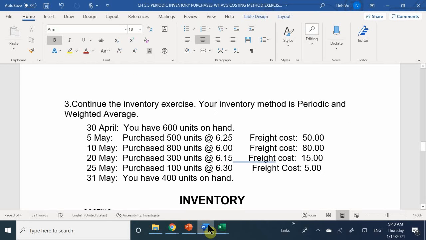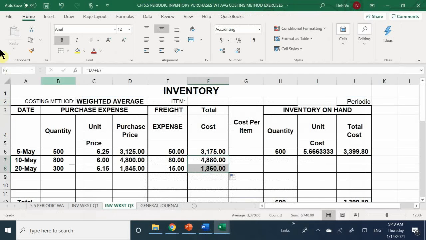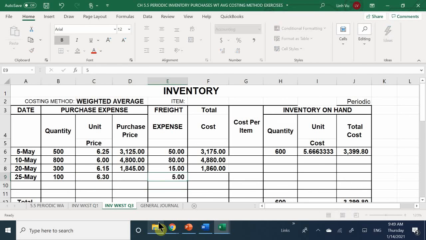And then on the 25th of May, we purchased another 100 items at $6.30 each with a freight of $5. So May 25th, 100 items at $6.30 with a freight of 5. So what's my total purchase price here? 630. And my total cost? 635.